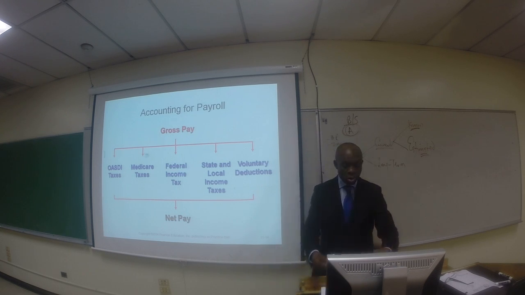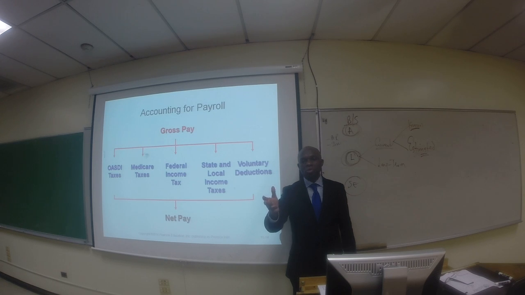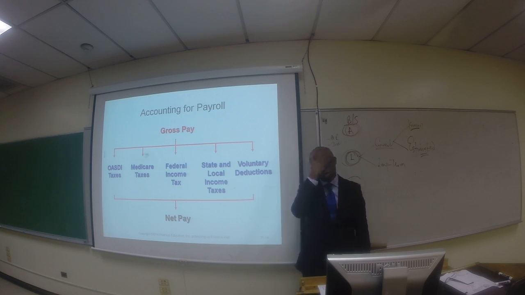And number two, we have voluntary deductions. Those are the ones that you are not obligated or compelled to pay. For example, you can instruct your payroll department to send $50 every month to the Salvation Army. That is a voluntary deduction. So let's take a look at the main deductions from our gross pay.